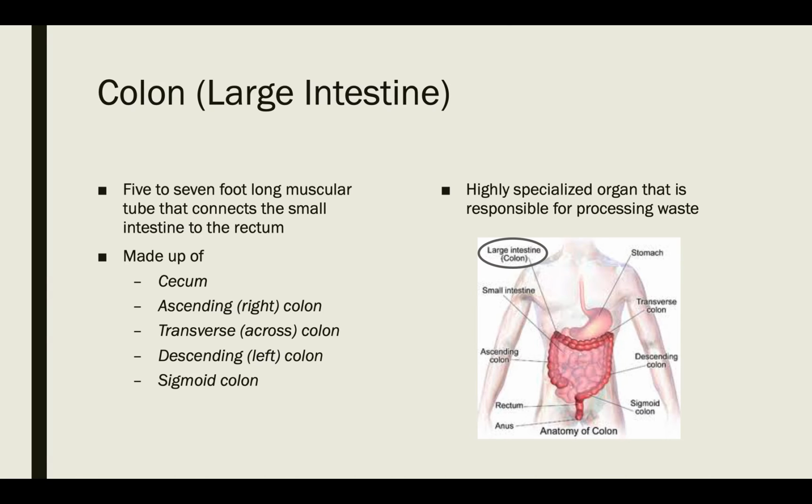Okay, next is the colon, or your large intestines. The large intestine is a 6-foot long muscular tube that connects the small intestine to the rectum. It is made up of different segments. As the small intestine was made up of 3, this one is made up of 5.